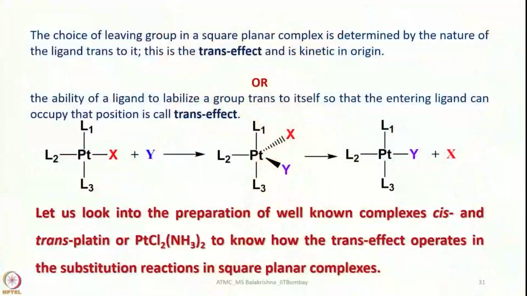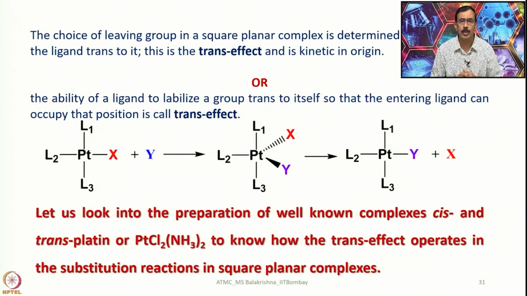The choice of leaving group in a square planar complex is determined by the nature of the ligand trans to it. This is the trans effect and is kinetic in origin. In other words, I can also explain it as the ability of a ligand to labilize a group trans to itself, so that the entering ligand can occupy that position, which is called trans effect. That means the labilizing effect of a group trans to itself during a substitution reaction, to make way for the entering ligand, is called trans effect.